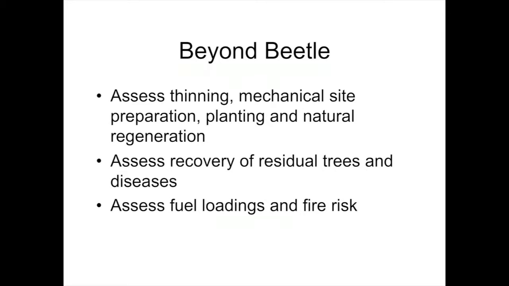So after this work is well on its way, we're trying to look at the recovery of the residual trees as well, and in terms of their recovery as well as the diseases that might be associated with these systems. And we're going to be assessing fuel loading and fire risk. That's Mike Flanagan's task. He's going to look at that.